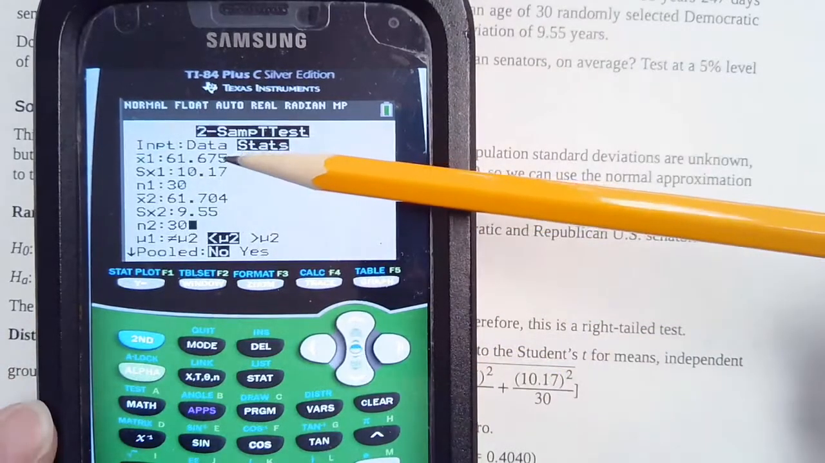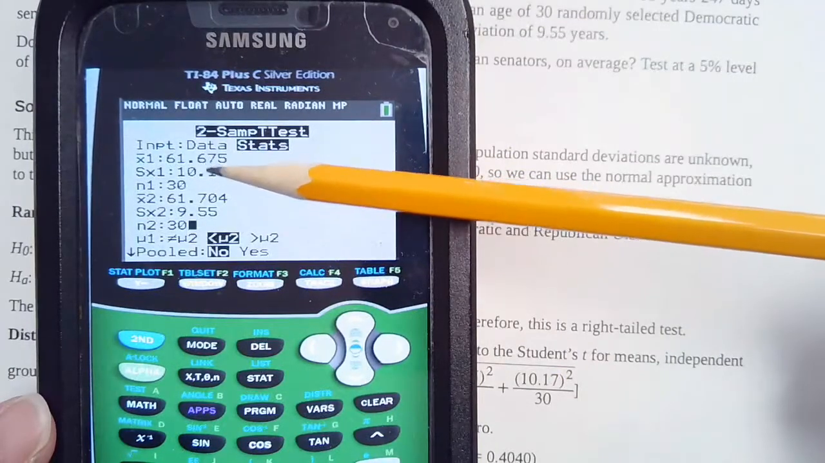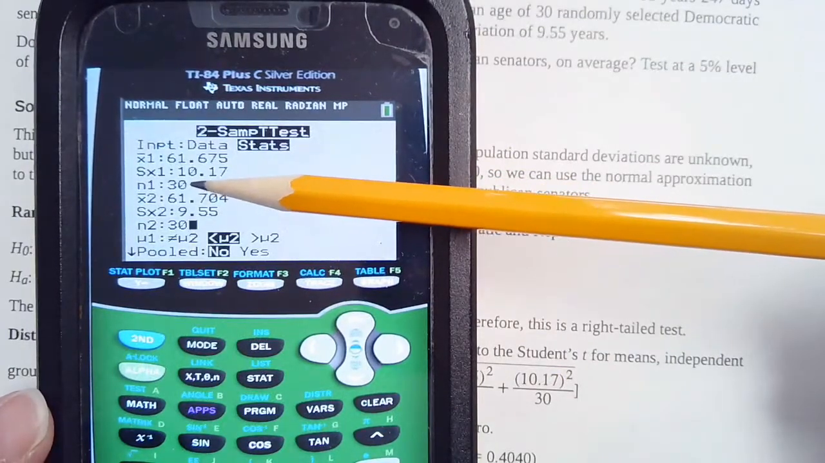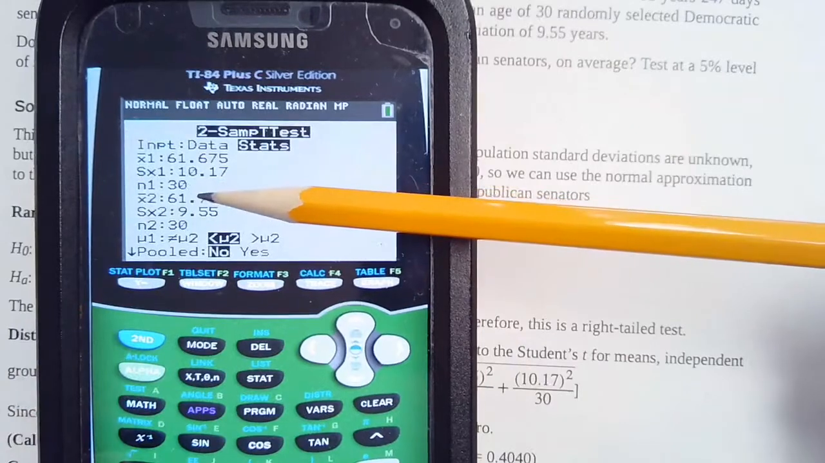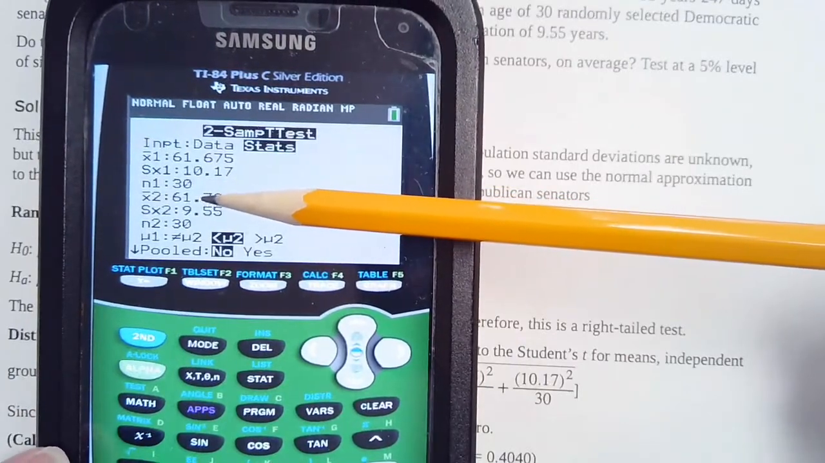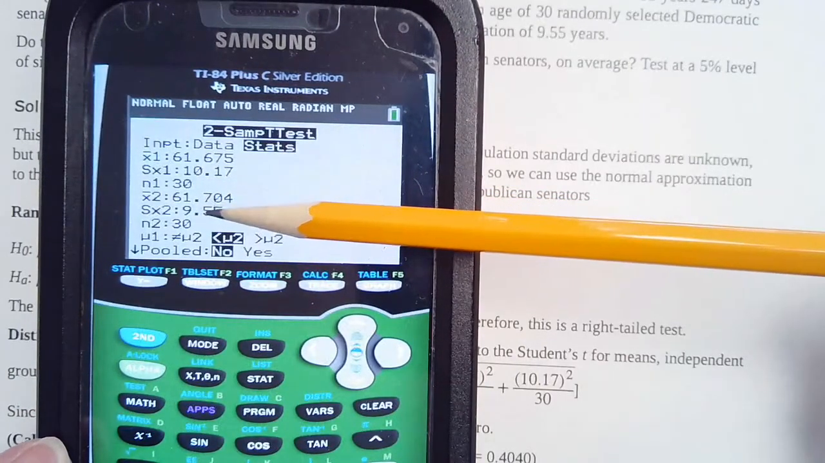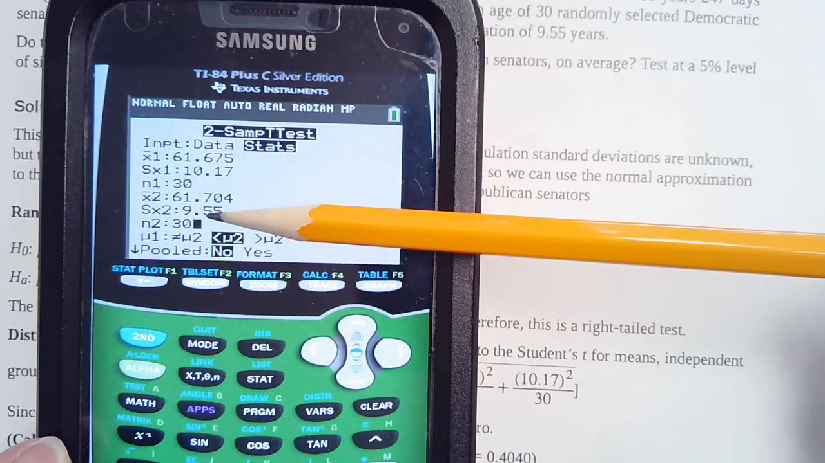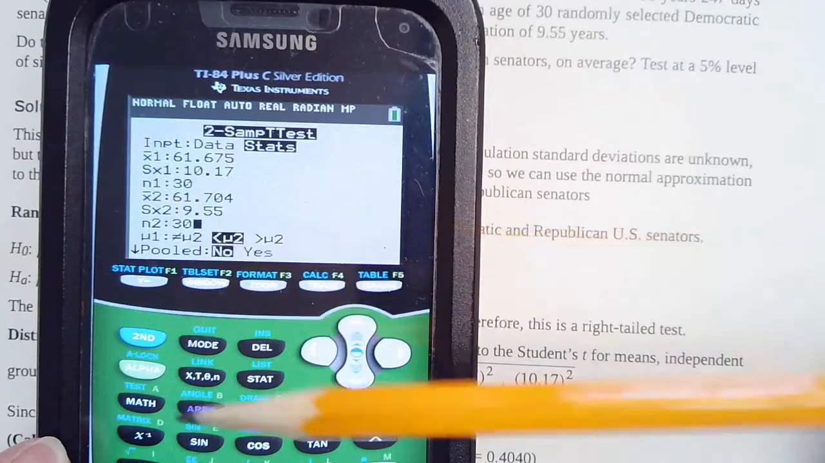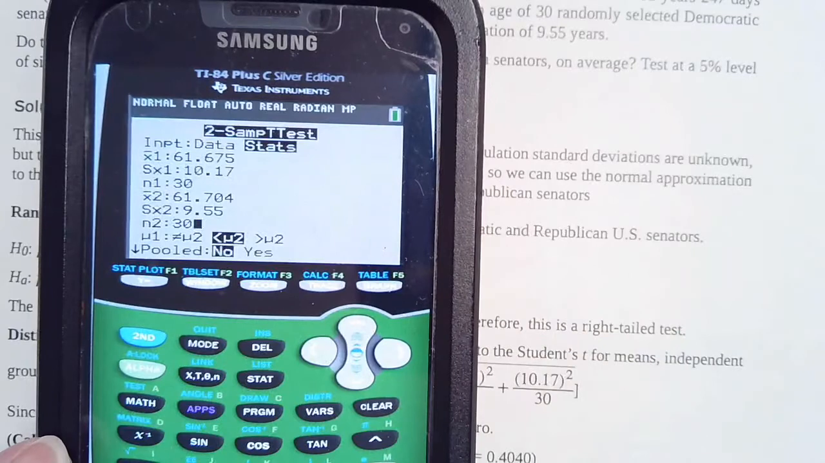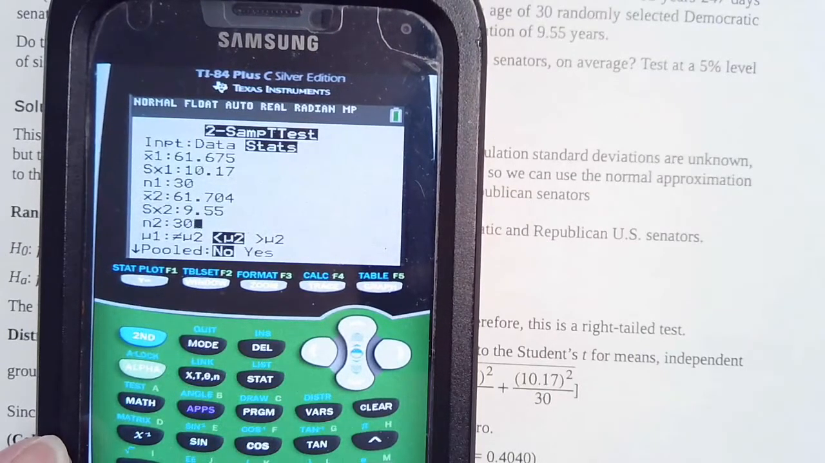So for our first group, we have the 61.675 and the standard deviation of 10.17, sample of 30. Then for the second group, 61.704 and standard deviation of 9.55 with a sample size of 30. When you do this, you're going to find that your p-value is higher than the alpha. So if the p is high, the null must fly.